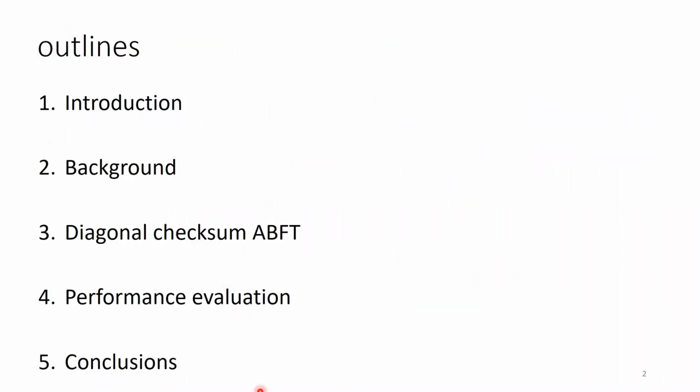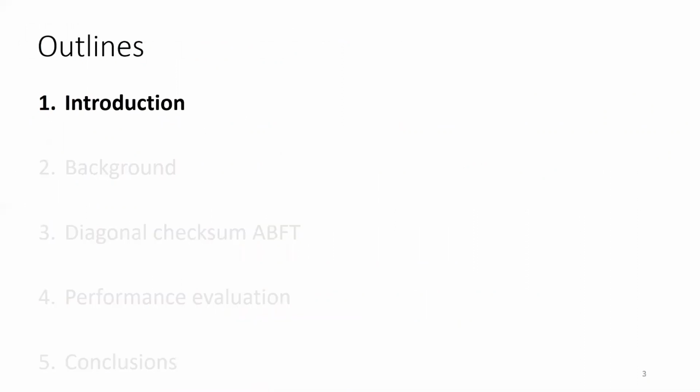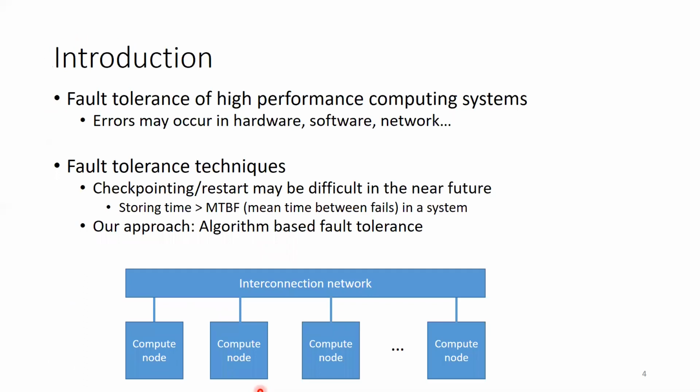These are the outlines. The first part is the introduction. In a parallel computer system, there may be thousands of computer nodes connected to an interconnection network. Errors may occur in hardware, software, and network. The parallel computer systems must tolerate these possible errors.